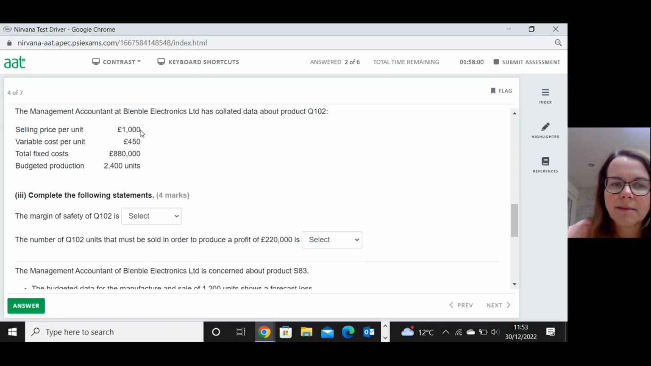Contribution per unit is the selling price subtract the variable costs. So that's going to be £550. So I need to do 880,000 divided by 550, which gives me a break-even number of units of 1,600. So 1,600 units to break even, 2,400 budgeted. So my margin of safety is simply the difference between those two figures, which is 800 units.